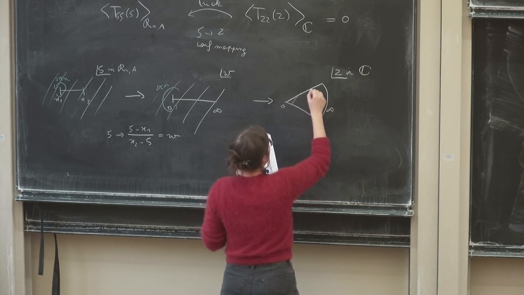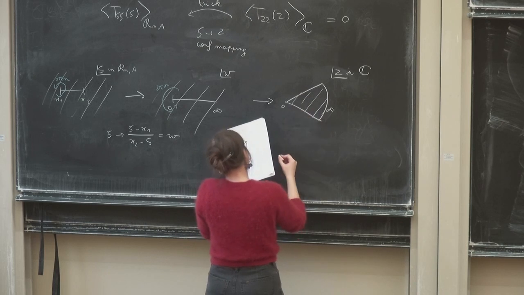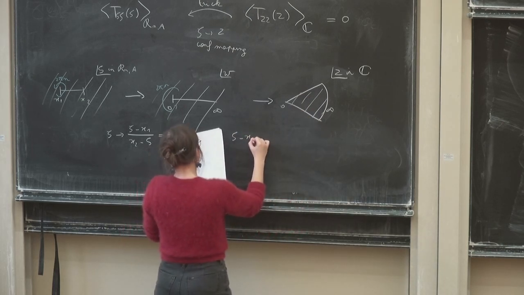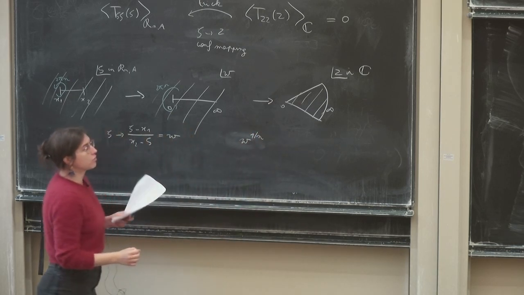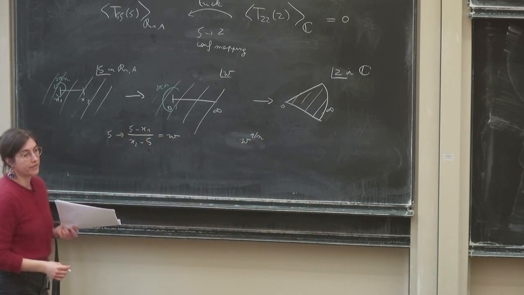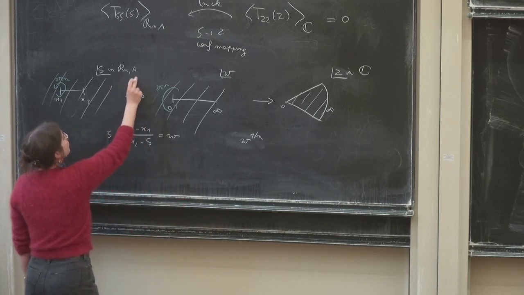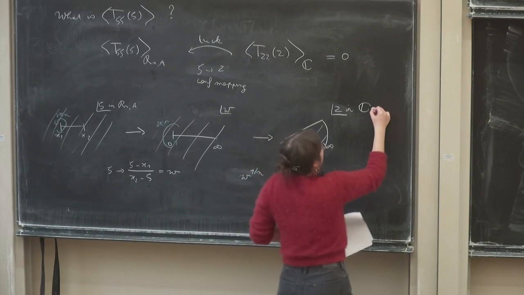This is infinity. Okay. So to map it to the plane, I take my coordinate that I call W, and I take it to the 1 over nth power, to basically orbifold this replica manifold.